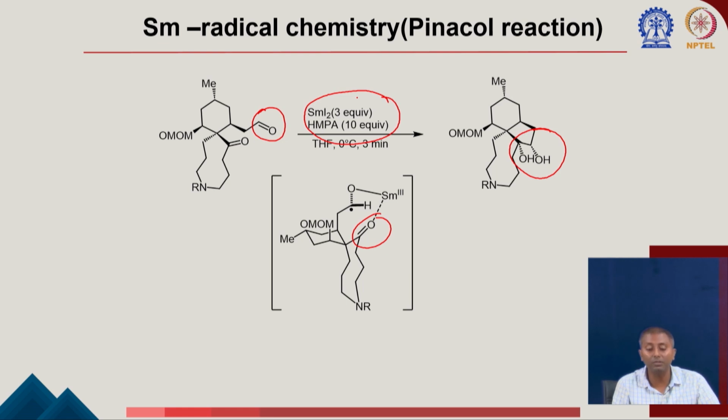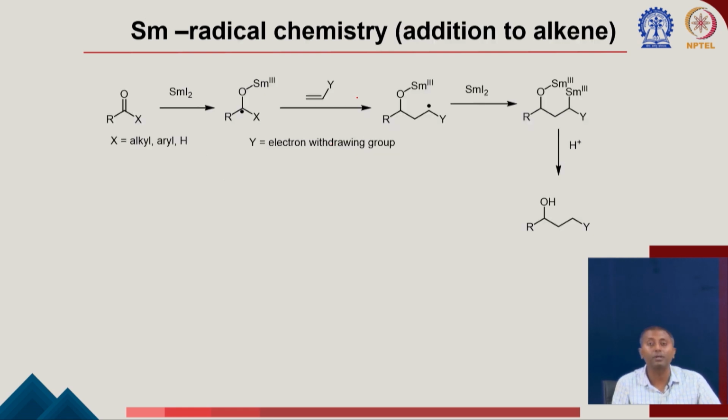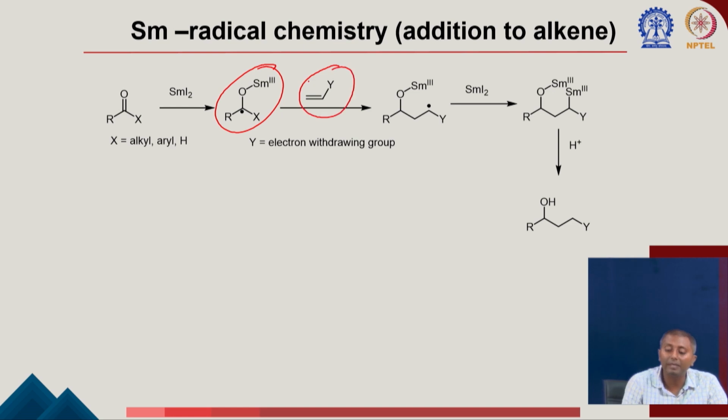So these also depend on the substrates. I talked about, I think in the previous slide, an intramolecular reaction: once you form this samarium ketyl radical, if you have an olefin, then it can add there. If you have an olefin with an electron withdrawing group, then also it is going to add, because this is a nucleophilic radical which will add here to the electron withdrawing group to make this radical species.